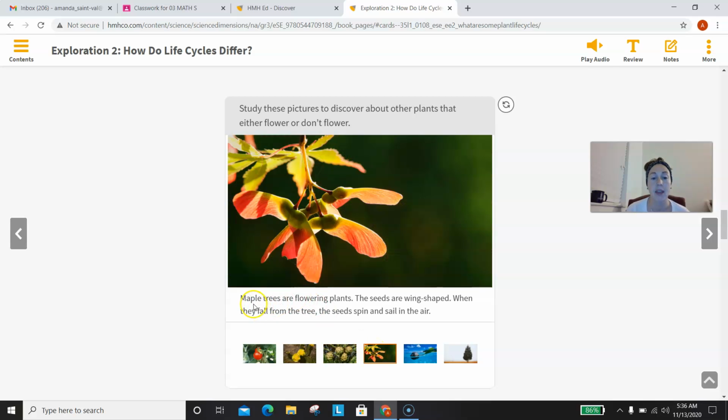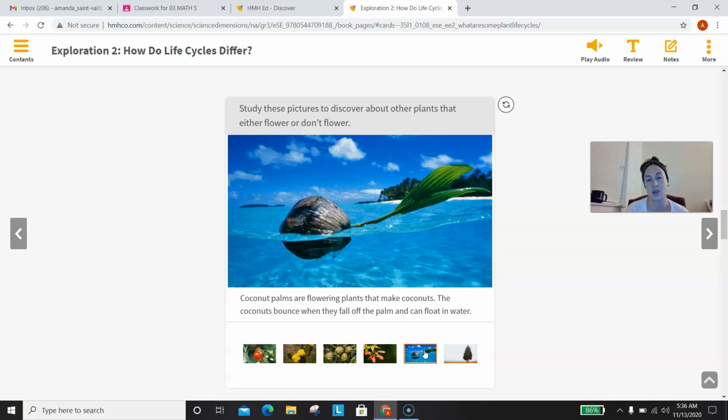All right. And this is a maple tree that are flowering plants. Those are those wing-shaped things that can fall, and they basically spin in the air during the wind. And then we have a coconut, which is very similar to what we deal with here in Florida. So the coconut palms are flowering plants. They make coconuts and they bounce when they fall off the palm, and then they can float in water.